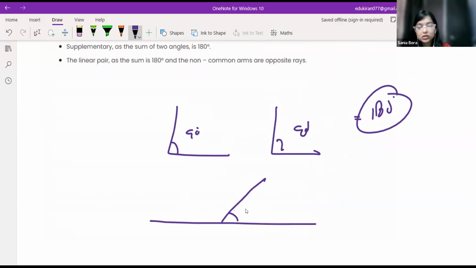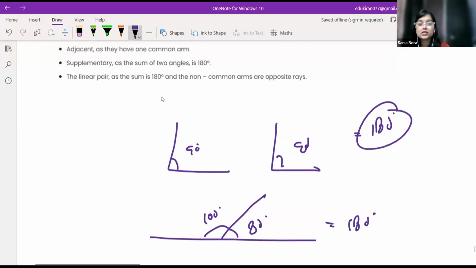For example, let's say this was 80 degrees and this was 100 degrees. So it makes 180 degrees, right? A linear pair is also known as supplementary angles, because the sum is 180 degrees. But all supplementary angles cannot be a linear pair. For a linear pair you can call it supplementary as well, but for supplementary angles you cannot say it's a linear pair, because for a linear pair the condition is first of all there should be a straight line, plus both the angles should be adjacent. They cannot be two different angles.